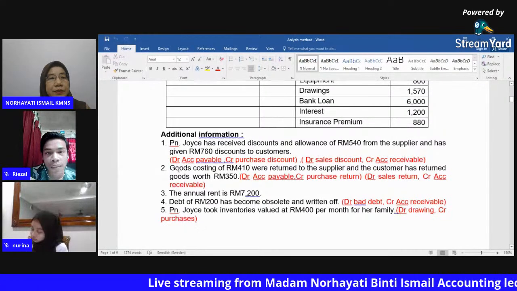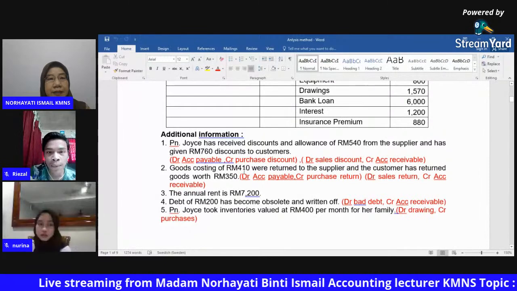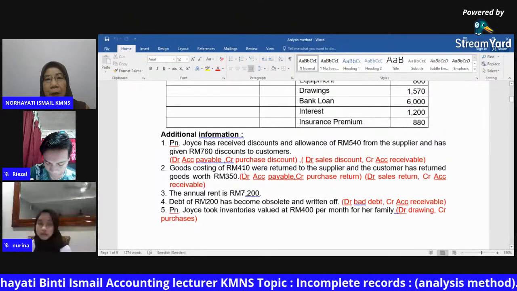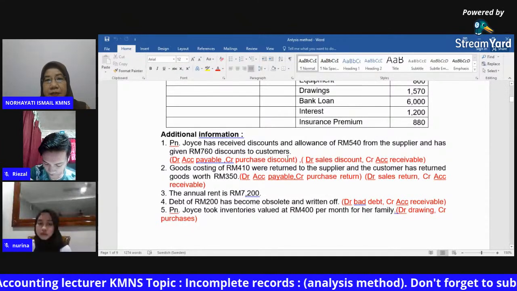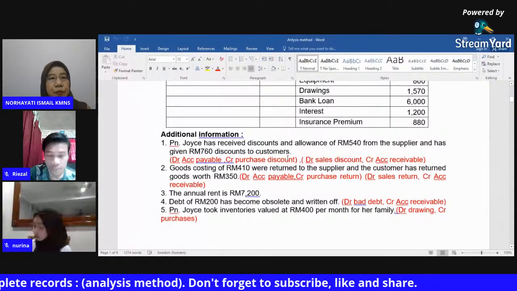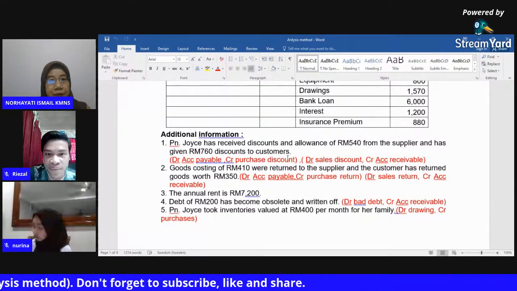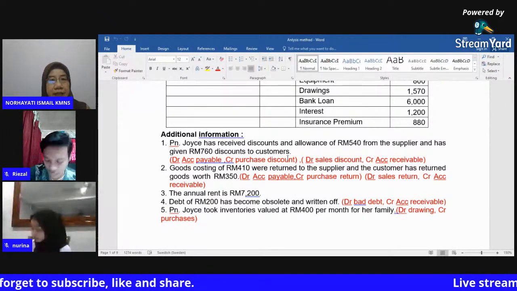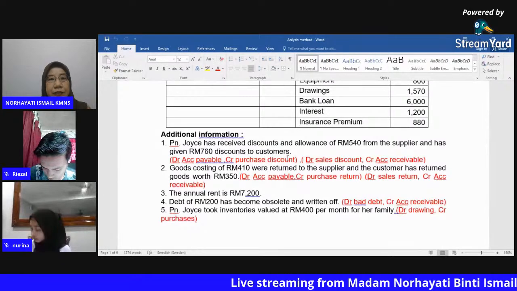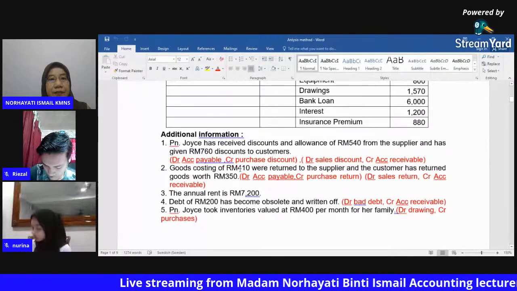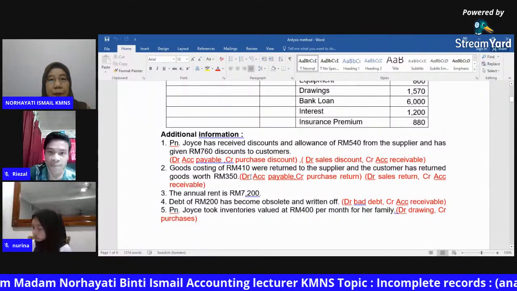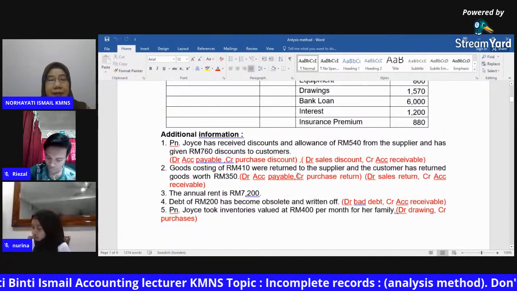Number two, goods costing RM 410 were returned to the supplier. The supplier refers to the account payable. And the customer, referring to account receivable, has returned goods worth RM 350. So there are two transactions not recorded yet, so we must know the double entry. The first one, the amount RM 410: debit account payable, credit purchase return.